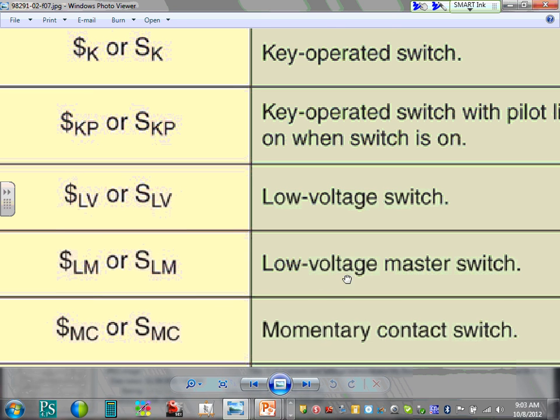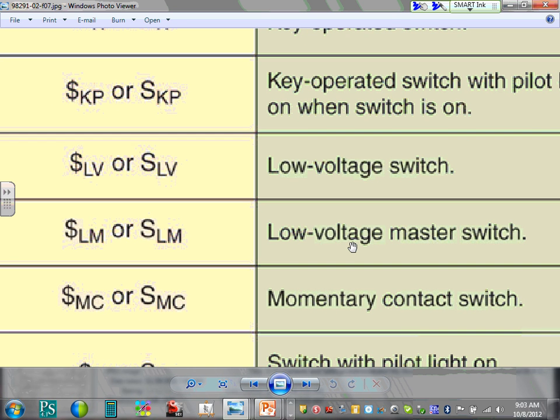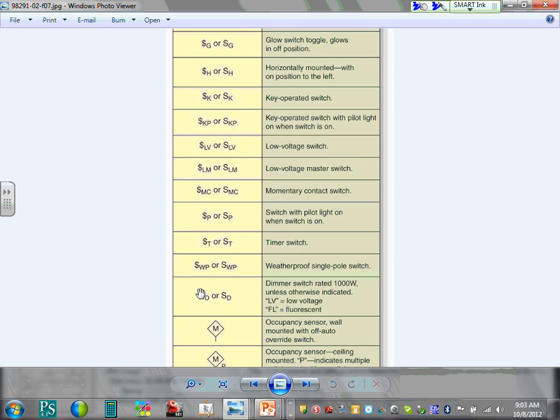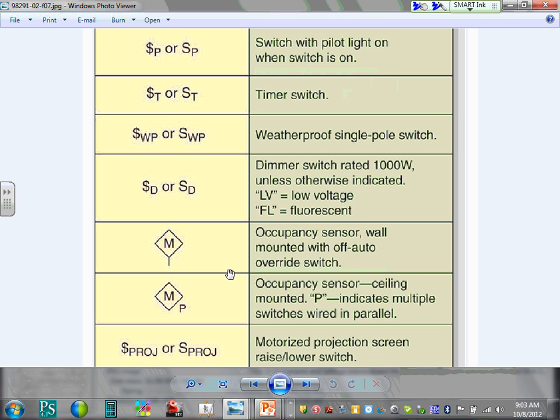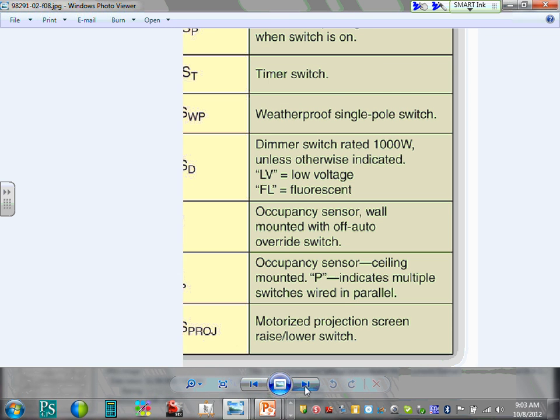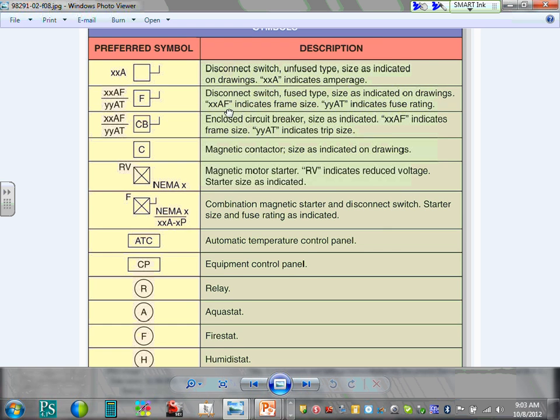LM, this is low voltage master switch. You flip that and it shuts down the whole lighting system in the whole building, or in the whole store in this case. So can I get you guys to understand that as you move through these blueprints, if you're stuck with a symbol that you don't know, where are you going to go? To this symbol list. Okay? And you can spend a lot of time, guys, going through this symbol list. We're just indicating it here.